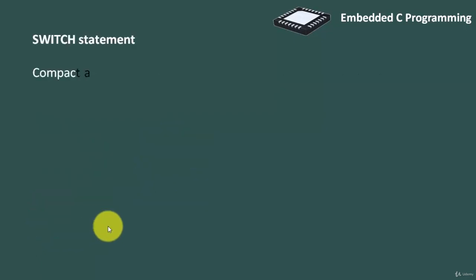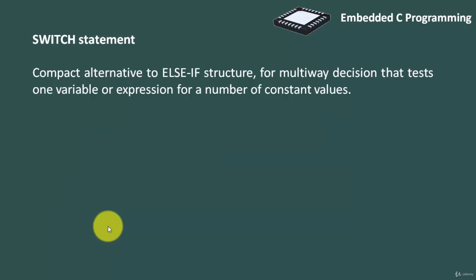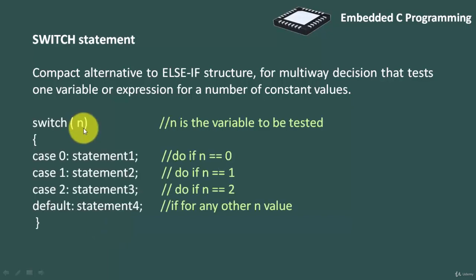Switch statement. The switch statement is a compact alternative to the else-if structure for multi-way decisions that tests one variable or expression for a number of constant values. Here is the example. If the value of n is 0, statement 1 gets executed. If the value of n is 1, statement 2. If the value of n is 2, then statement 3. Else, by default, statement 4 will get executed.